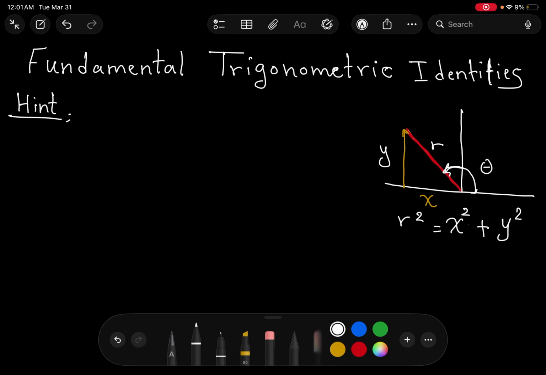Hey guys, today we have a new topic of 10th grade. We have chapter 5, section 5: Fundamental trigonometric identities. We have a mistake in the book.